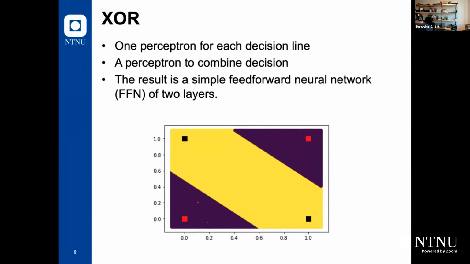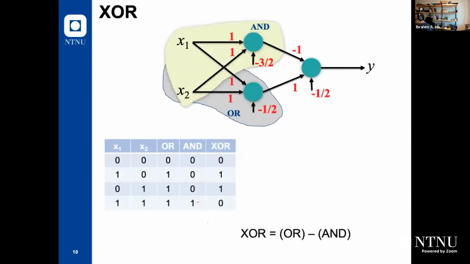The first layer will consist of 2 perceptrons or units or neurons, and the output layer will consist of 1. So this will be a very, very simple feed-forward neural network. It will look like this. Last time for AND, for example, we used this perceptron alone. The input was x1 and x2, the weights were 1, 1, and the bias was -3 divided by 2. So this is the AND.